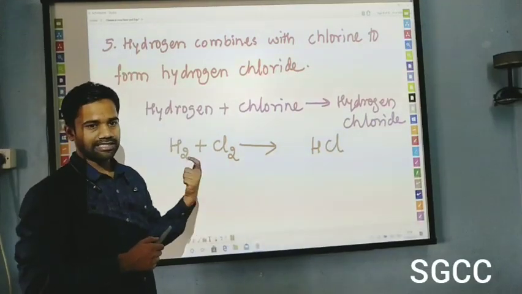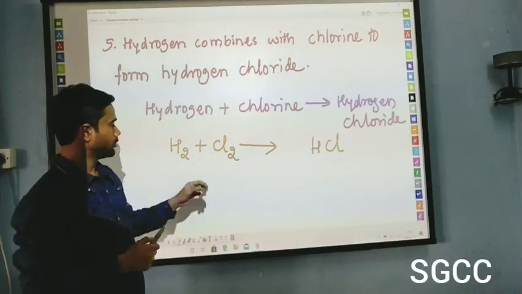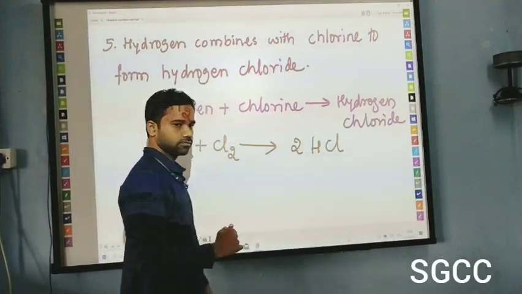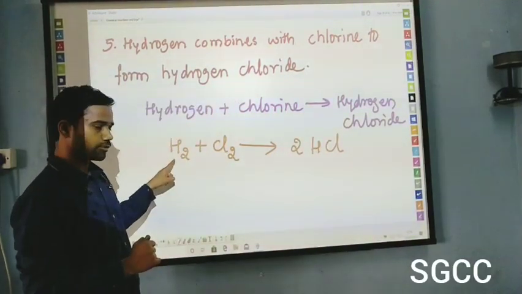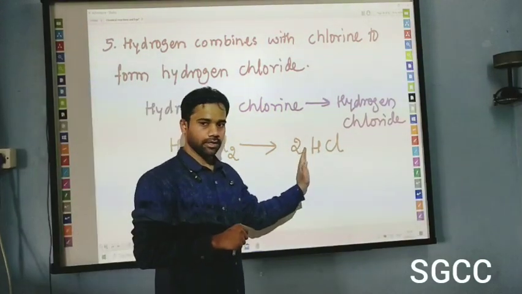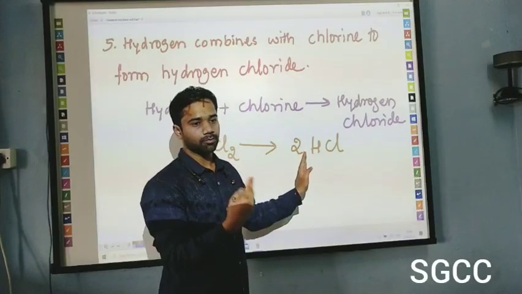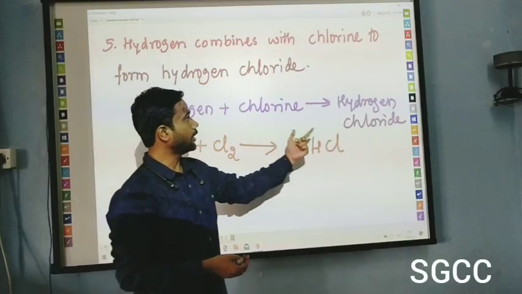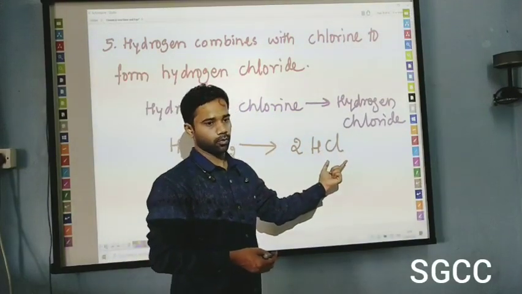We call it a skeletal equation. Let me balance it first. Can I write 2 here? Okay. How many hydrogens are present? 2 hydrogens in the reactant side. Check the product side. It also has 2 hydrogens. What about chlorine? 2 chlorines in the reactant side and 2 chlorines in the product side.